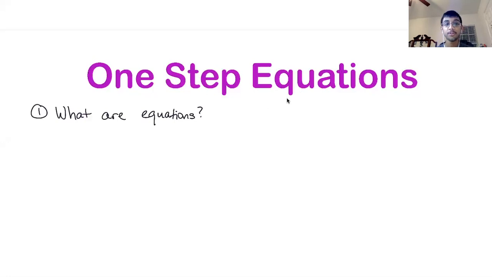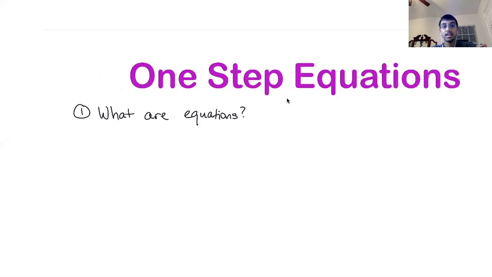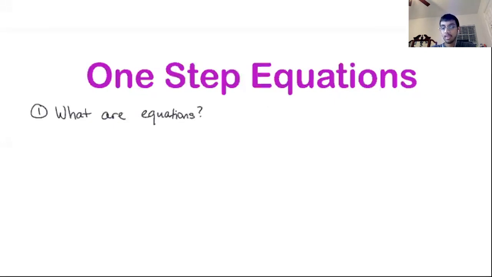Welcome. This is the first video on Algebra 1 and a long series of videos I'll be doing on this subject. The first video I'm going to be doing today is on one-step equations. To know how to solve a one-step equation, the first thing we need to do is understand what an equation is exactly. An equation is basically very simple. An equation says that two things are equal to each other.